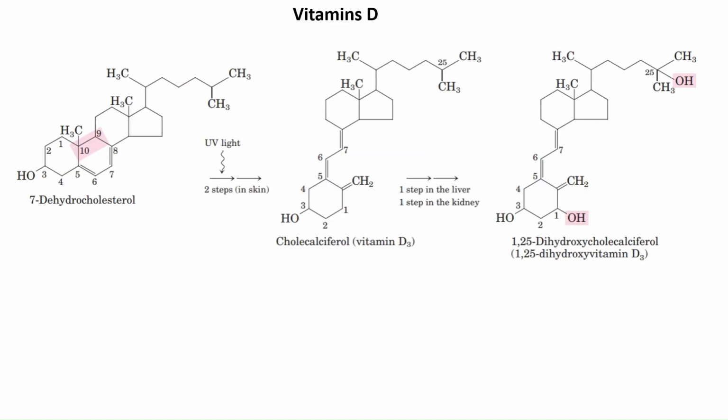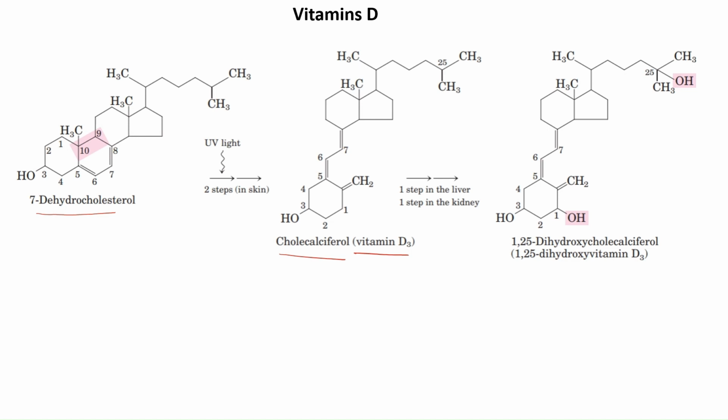So first is vitamin D. Now it is produced in our skin, but the skin does not contain vitamin D as such. In our skin, the compound present is 7-dehydrocholesterol. Now, as soon as we come in contact with sunlight, the UV light from the sun reaches our skin and converts this 7-dehydrocholesterol into cholecalciferol, which is known as vitamin D3. But this is the inactive form of the vitamin.